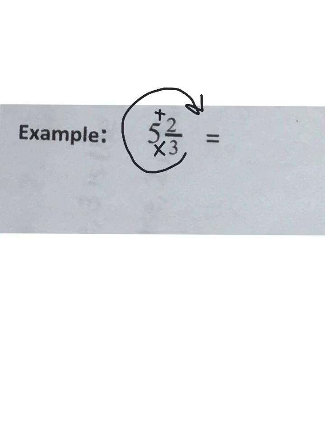So when we multiply our denominator by our whole number, we should get 15, and then we add that product to our numerator. 15 plus 2 should give us 17, and our denominator stays the same. So our answer for this one should be 17/3.